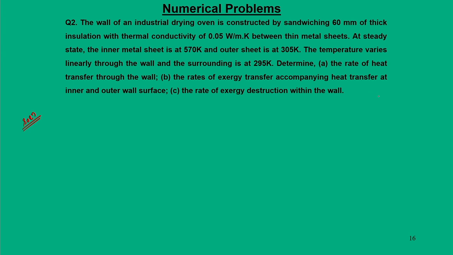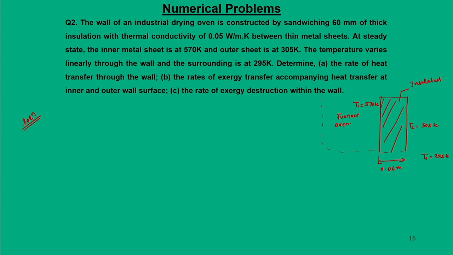So, in the schematic that I will be looking at, our emphasis should be focused on a wall, of a furnace or oven. This furnace or oven has a wall, this wall is insulated and its thickness is 0.06 meter. The inner wall of this oven is, we can say T1, 570 Kelvin, and the outer wall is, let us say T2, at 305 Kelvin, and the ambient, that is surroundings, T0 is 295 Kelvin.